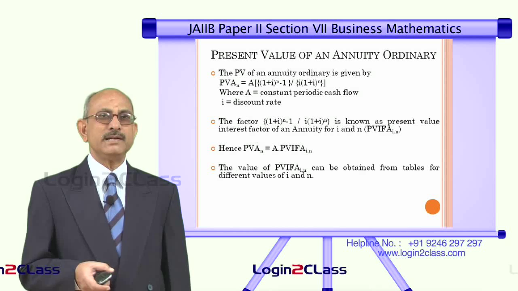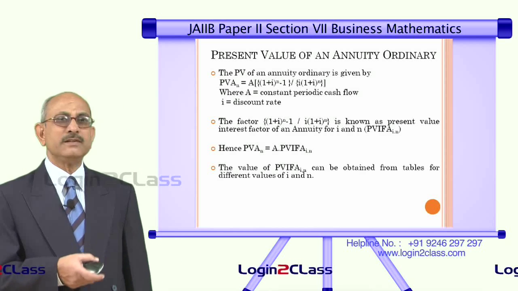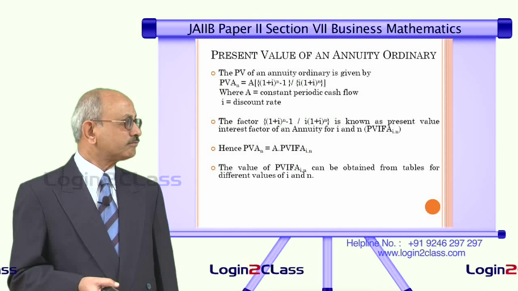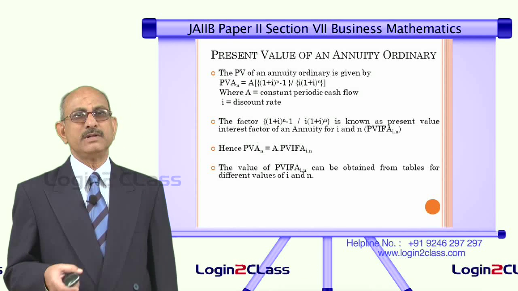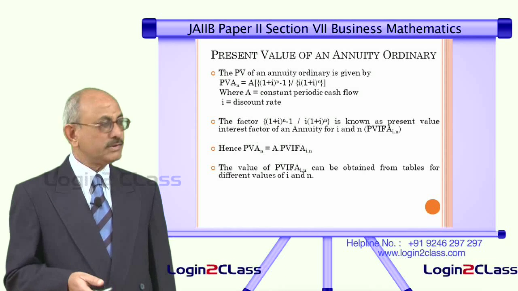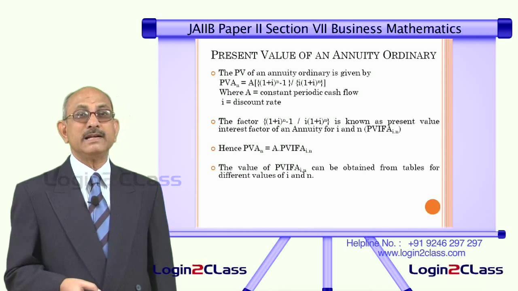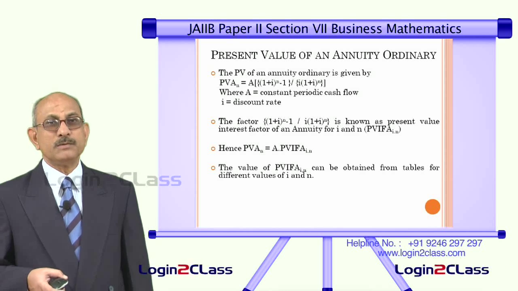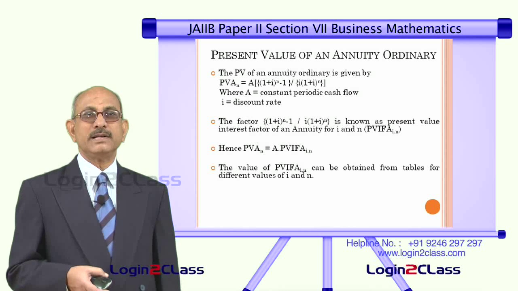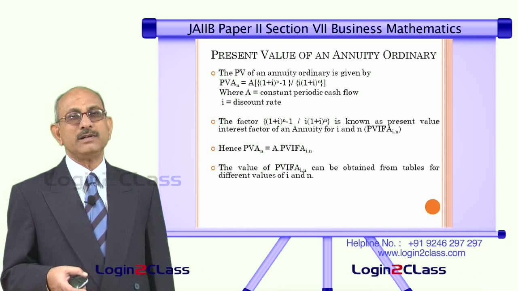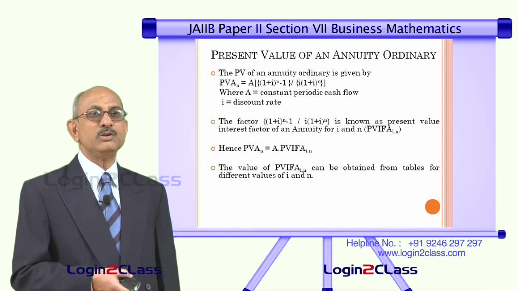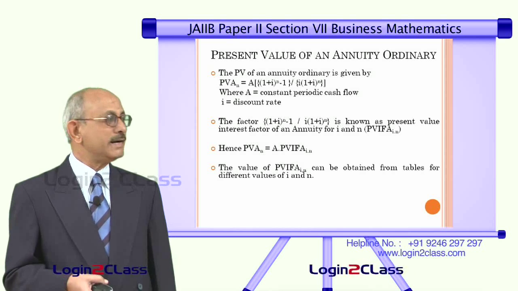So, once the table is there, you can find out the value of that PVIFA for given I and N and multiply it with the annuity, that is the constant periodic cash flow, to arrive at the present value of the annuities. So, for example, if you want to calculate what is the amount you want to put in a bank account, in a recurring deposit account, if you want to have, let us say, 5 lakh rupees at the end of 5 years. So, that can be calculated by using this formula given I and N.